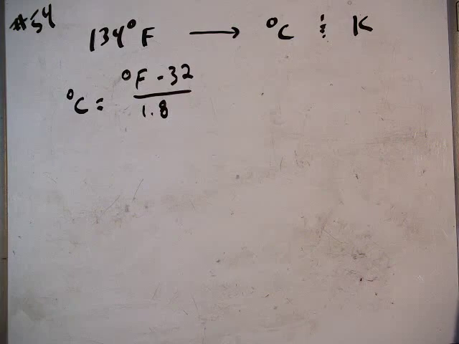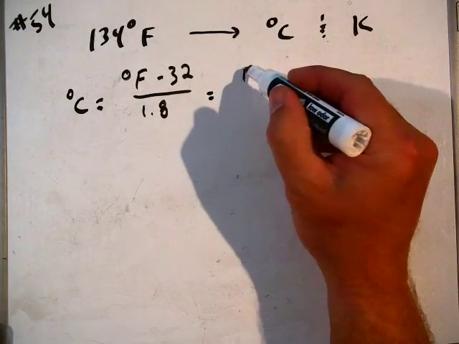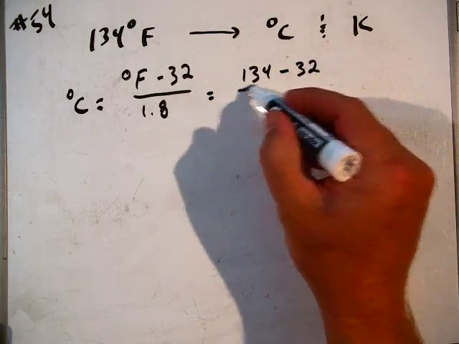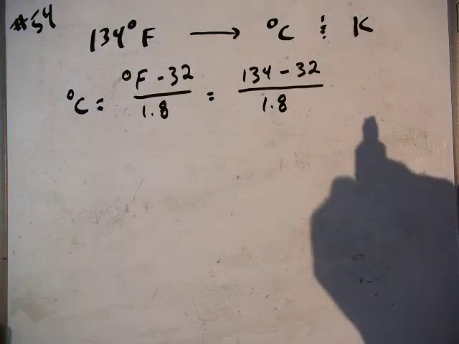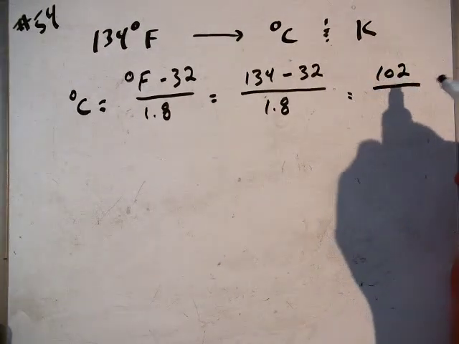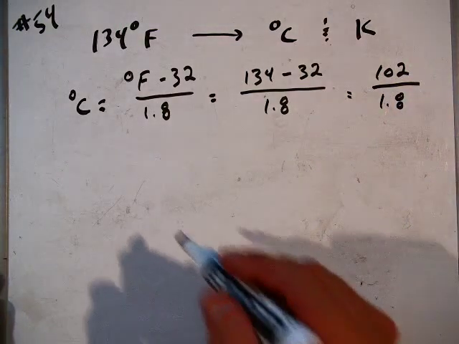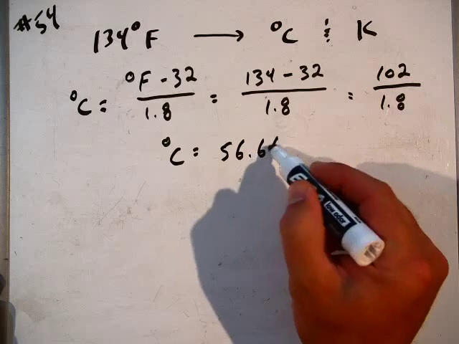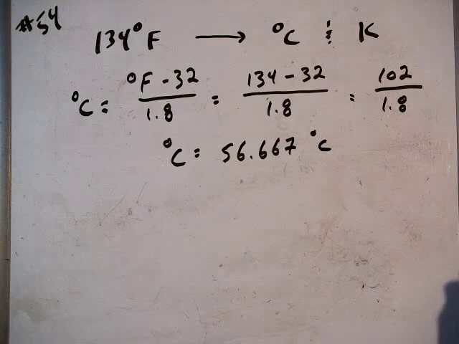Degrees Fahrenheit minus 32 over 1.8. If we then just plug in our values, we have 134 for our temperature. We have the 32, which is part of the equation, as well as the 1.8. And if we go further with that, do the subtraction, we get 102 over that 1.8. When we do the division, we get our degrees Celsius equal to 56.667 degrees Celsius. Now that's just what we get out of the calculator.